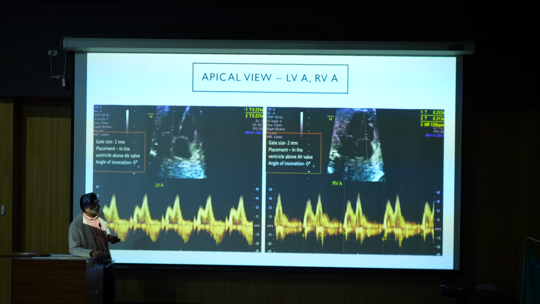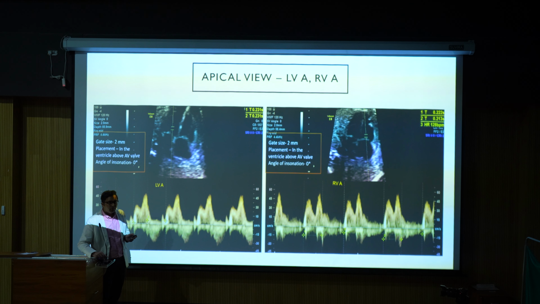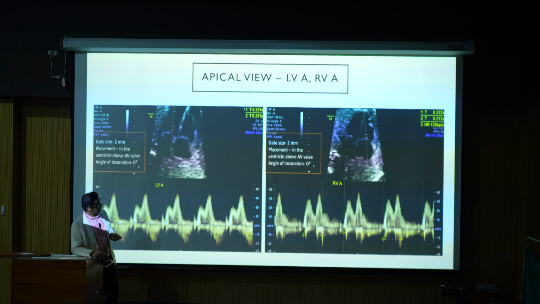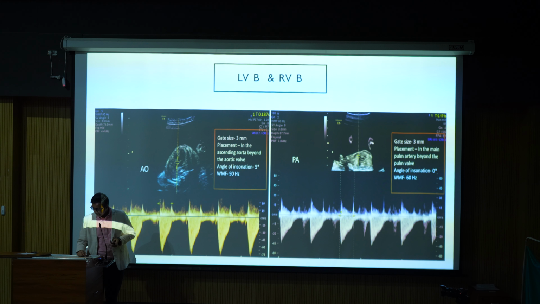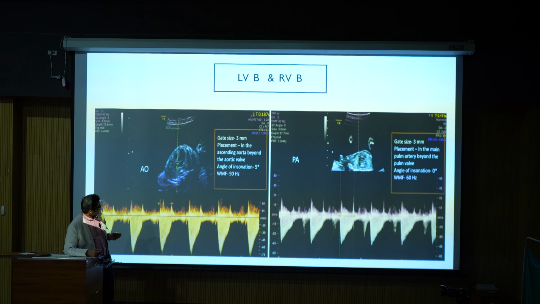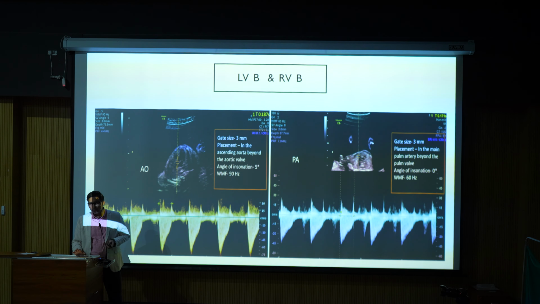But for the right ventricle, you have to go first to the tricuspid valve and then to the pulmonary artery. For the aorta also, you can take it separately, or for the right, the pulmonary artery, you will get your B value. So remember always gate size of 2 to 3 millimeters, and angle of inclination minimum is the best.